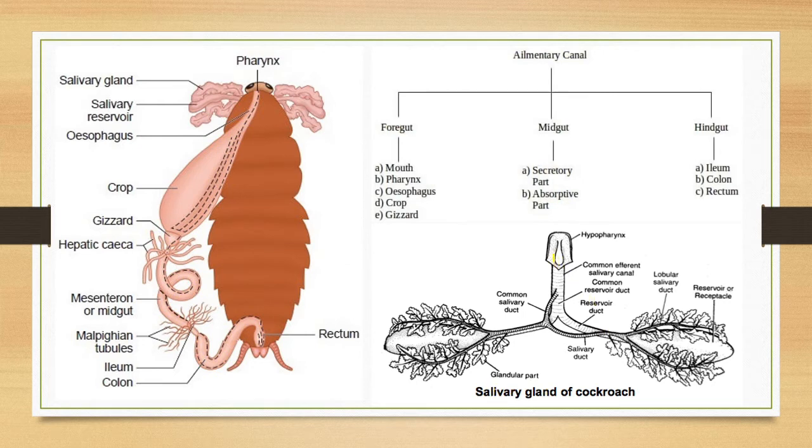Salivary glands start from the hypopharynx, and it has 2 portions. One is called the salivary receptacles or reservoirs, and the glandular part. So these are all the glandular part. This one is the glandular part.